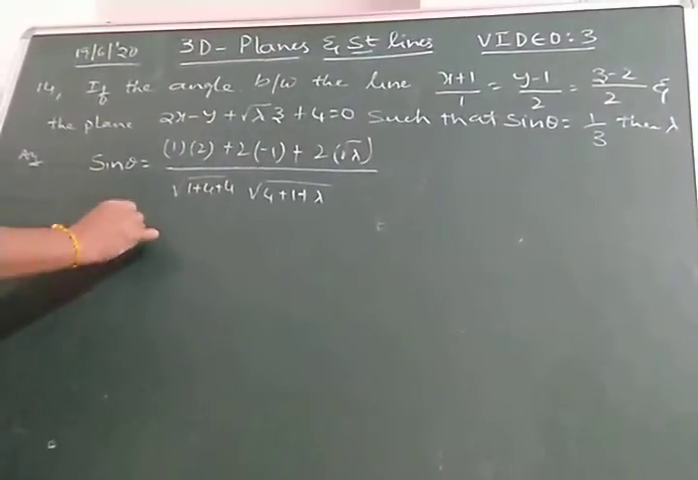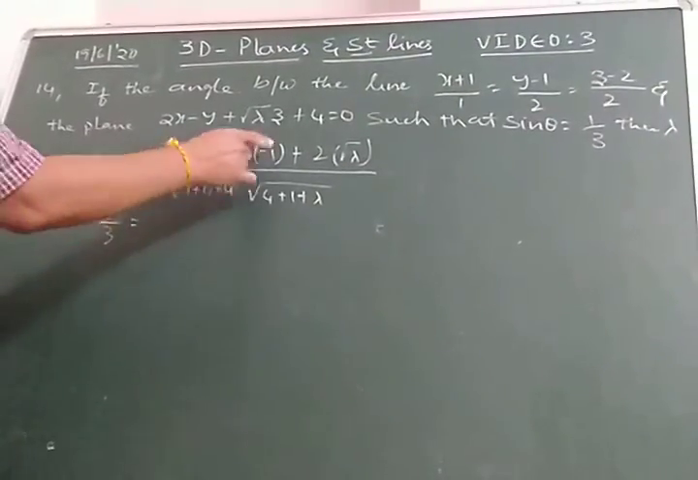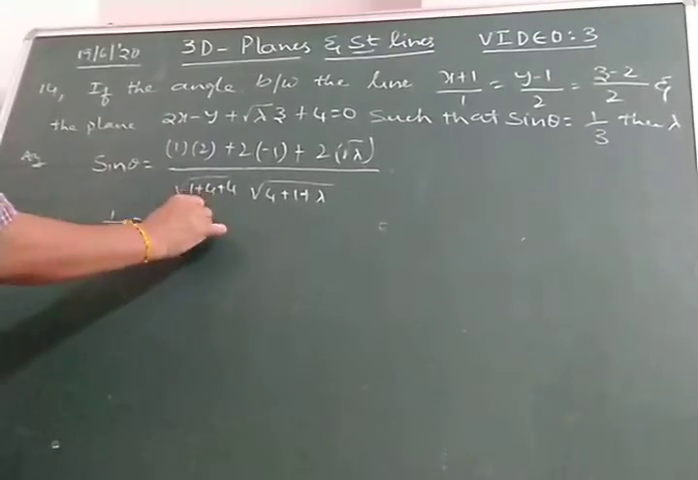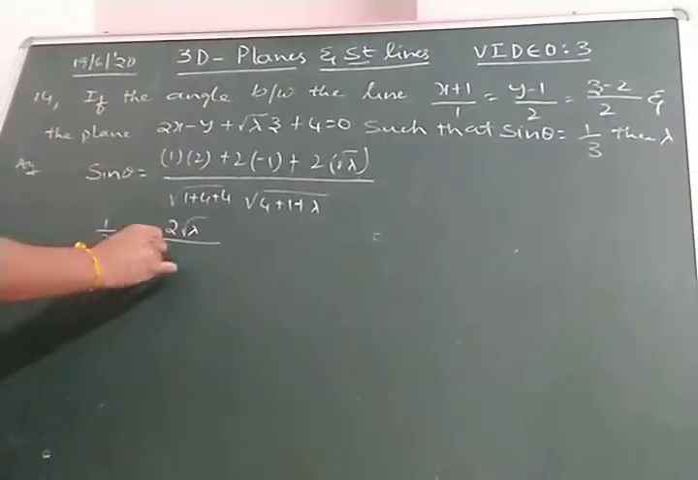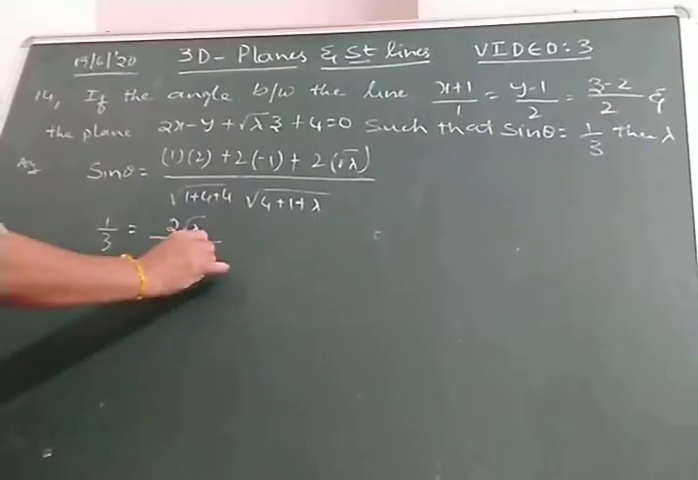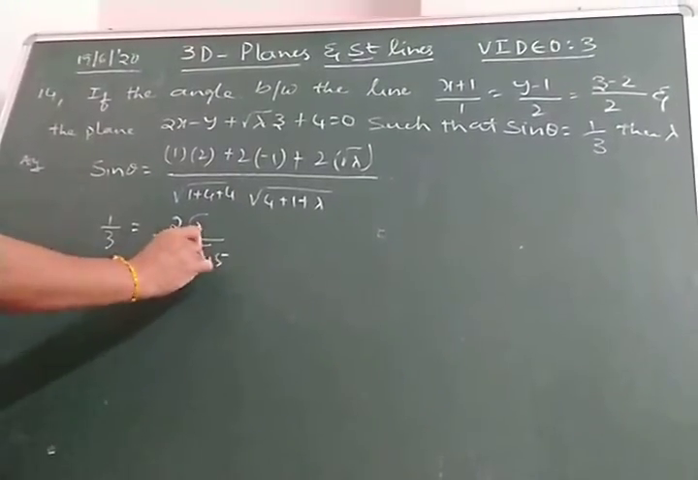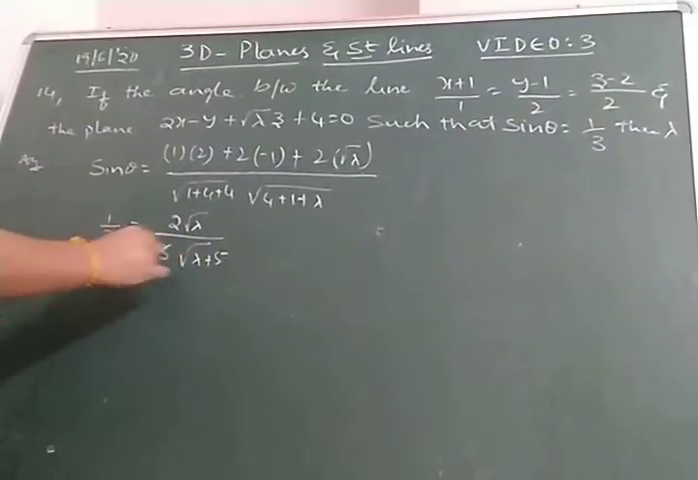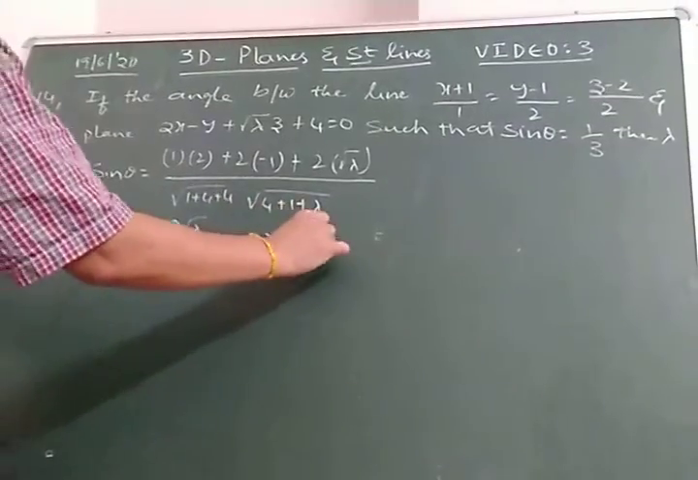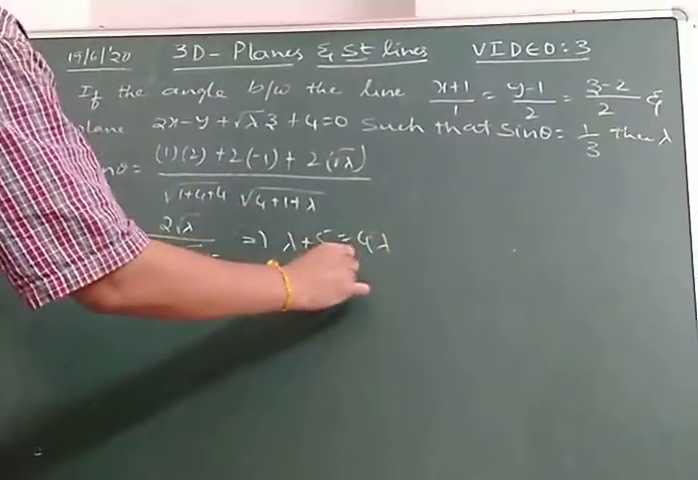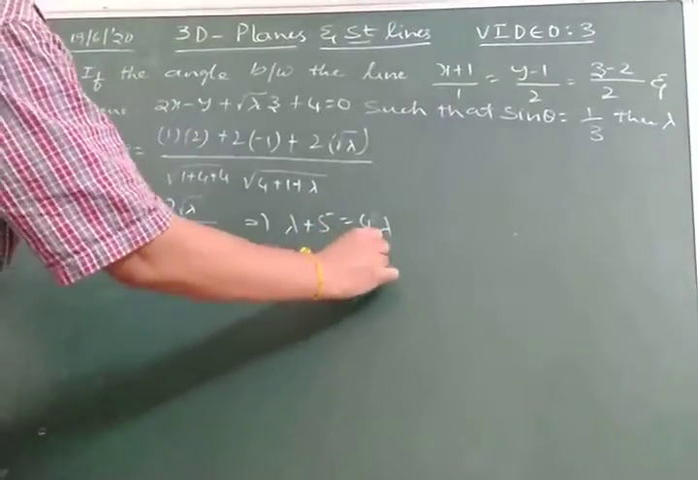So 1 by 3 is equal to (2 plus 2 minus 2 root lambda) by 3 into root of lambda plus 5. Now cancel on both sides. Lambda plus 5 is equal to 4 lambda. Therefore lambda is equal to 5 by 3.